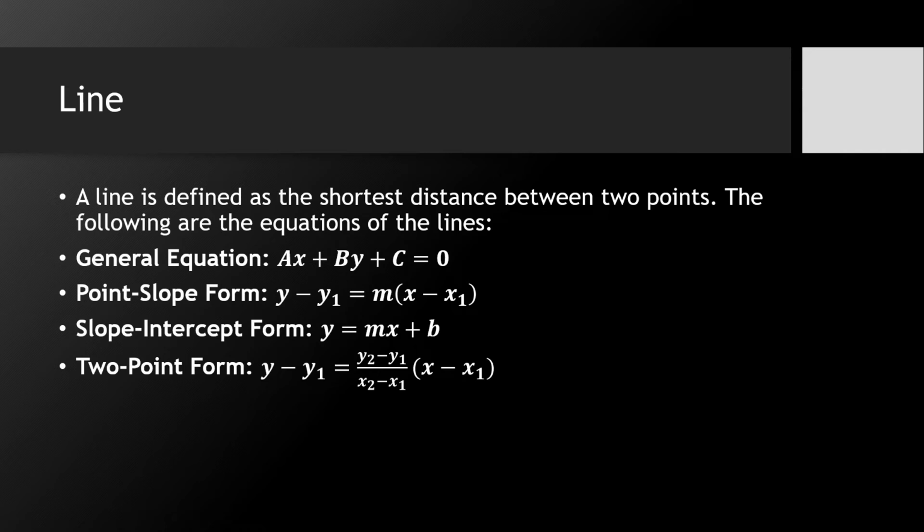For the point-slope form, if you're given a point and the slope, you can just write it as y minus y1 is equal to m times x minus x1. For the slope-intercept form, another common way of writing the equation of a line, we have y is equal to mx plus b. And finally, for the two-point form, if you're given two points and you want to know the equation, you can just write it as y minus y1 is equal to (y2 minus y1) over (x2 minus x1) times (x minus x1). Basically, this is just the point-slope form.